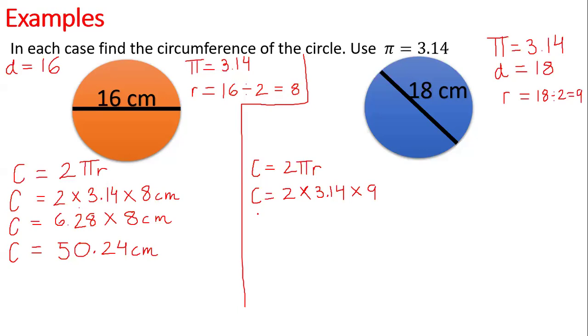What are we going to do in this case? We're going to multiply the 2 by 3.14. Very good. We're going to get 6.28. So 3.14 multiplied by 2. 2 times 4 is what? 8. 2 times 1 is 2. 2 times 3 is 6. So it's going to be 6.28. That makes sense?